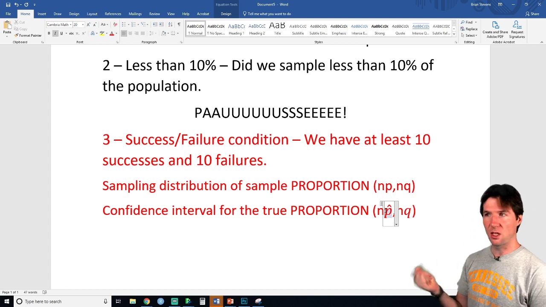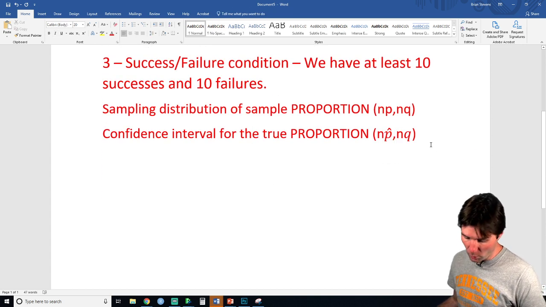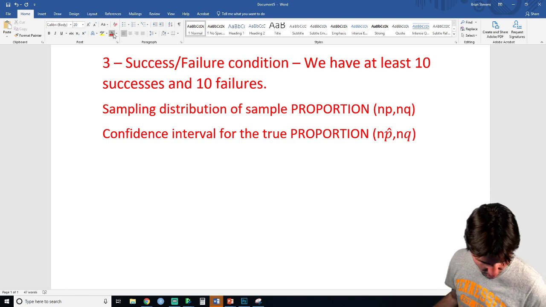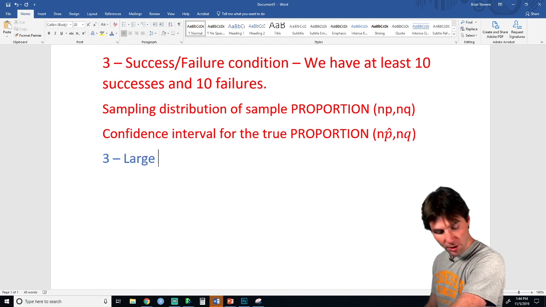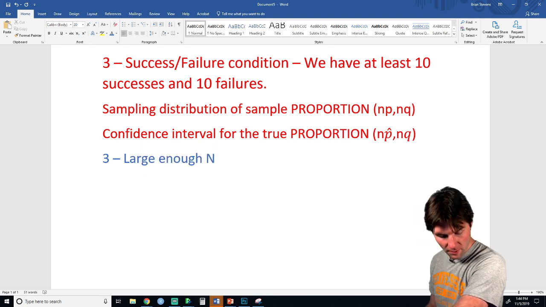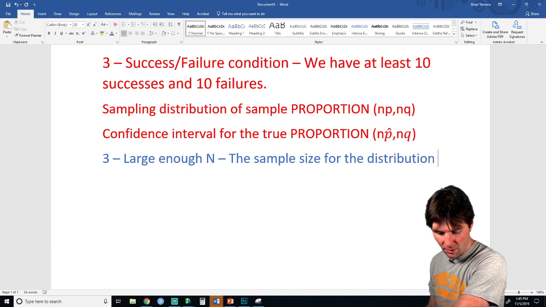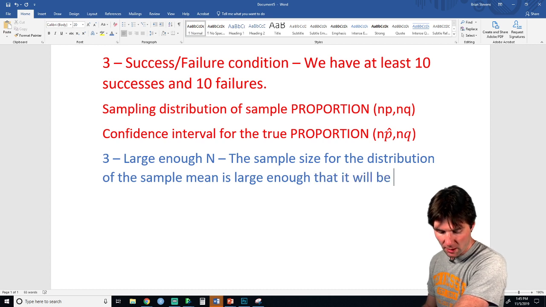I know I'm hitting you with so many things right now, like the big question people ask: when is condition 3 success failure, and when is it large enough n? So let's go down here and change colors to blue, and condition 3 is going to be large enough n. The sample size for the distribution of the sample mean is large enough that it will be nearly normal.